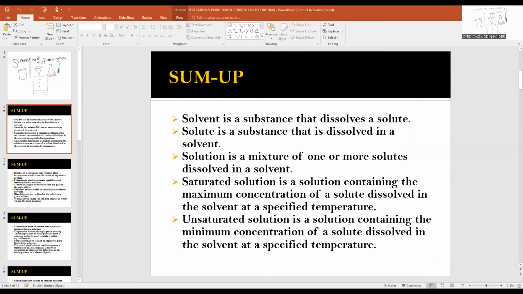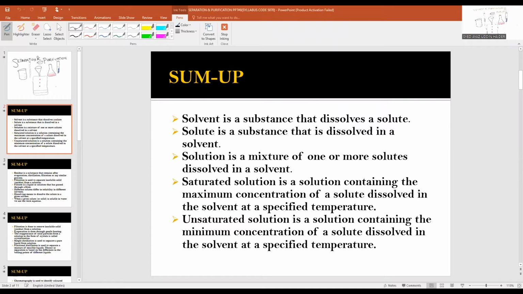Here's a sum of whatever I have explained so far in this topic. Solvent is a substance that dissolves a solute. Solute is a substance that is dissolved in a solvent. Solution is a mixture of one or more solutes dissolved in a solvent.